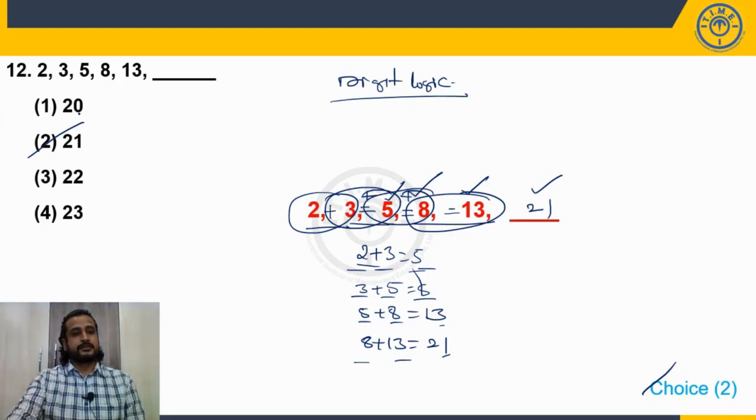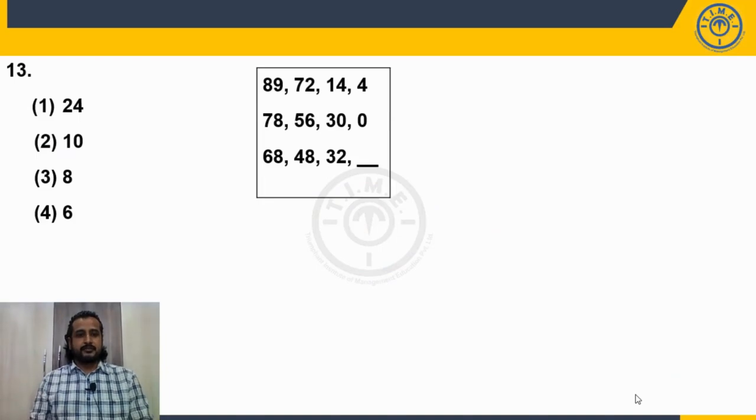See the question number 13. Oh, it is a new kind of question. Okay. So far we have not seen this kind of question. Here how many rows, how many series are given? 3 series. Series 1, series 2 and series 3. So whatever logic we understand in the given 2 series, the same logic has to be applied in the third series to get the required answer.